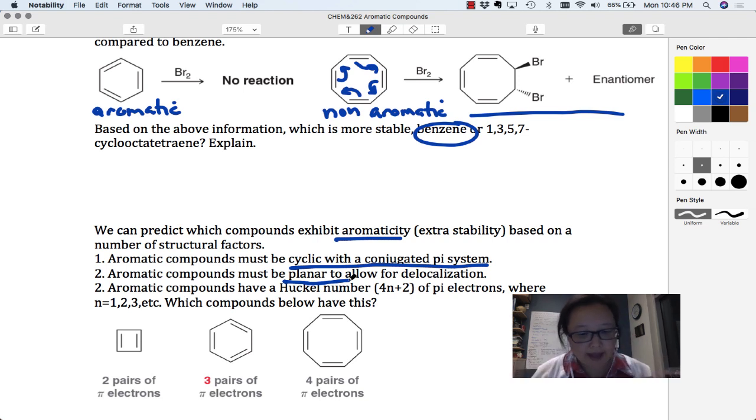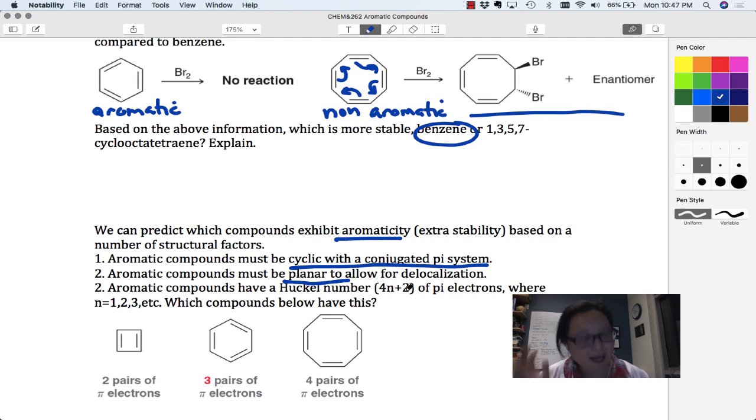requirement. That means if I have groups on the molecule that twist it because of steric hindrance, and the molecule is not able to be planar, then that's going to affect the delocalization. So it won't be as stable. You want to consider the whole molecule. Aromatic compounds have a Hückel number. The Hückel number is 4n plus 2 pi electrons.